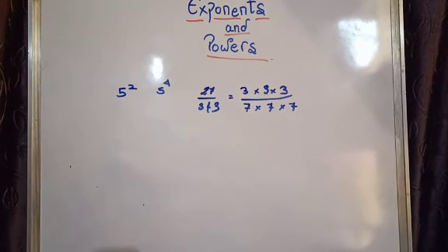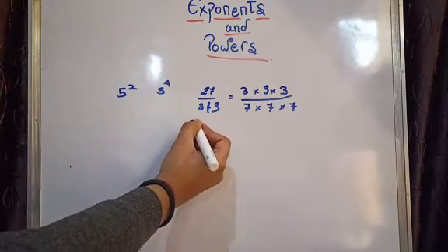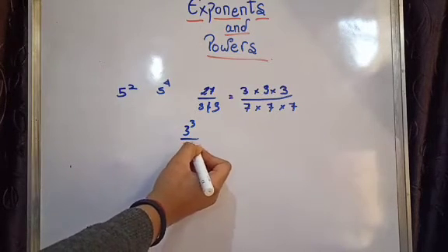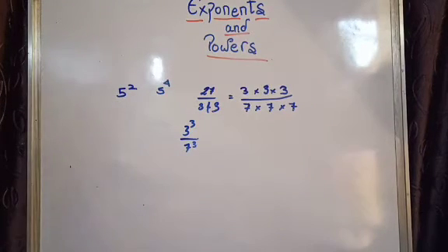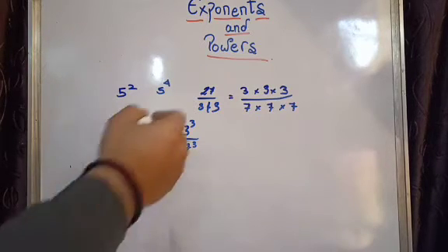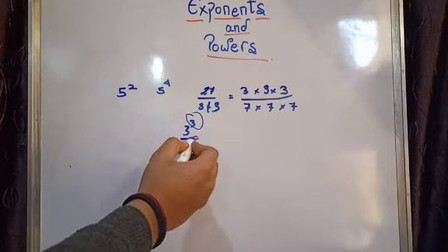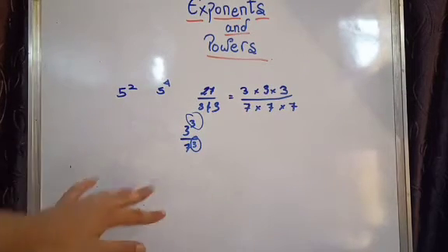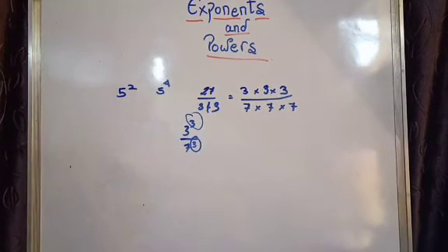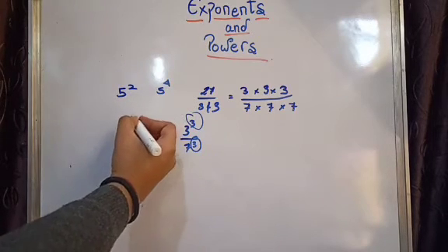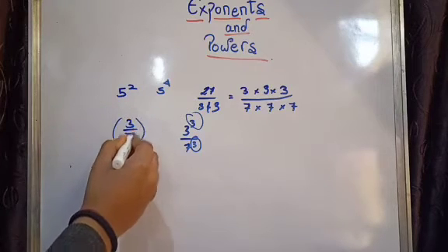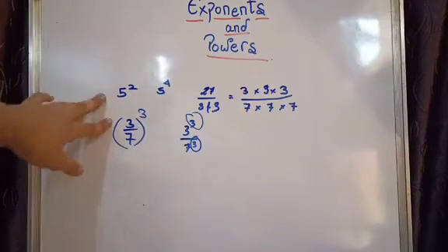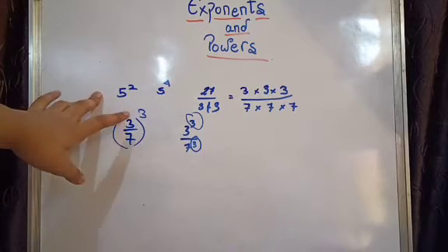So see, 3 cube over 7 cube. Now this can be converted into a shorter form. How? In class 7 you have learned some rules also. See, the same power is here. Both have the same power, so I will take the same power common. It will result as 3 over 7 in brackets, whole to the power of 3. If I break this bracket, it will result as 3 cube over 7 cube.